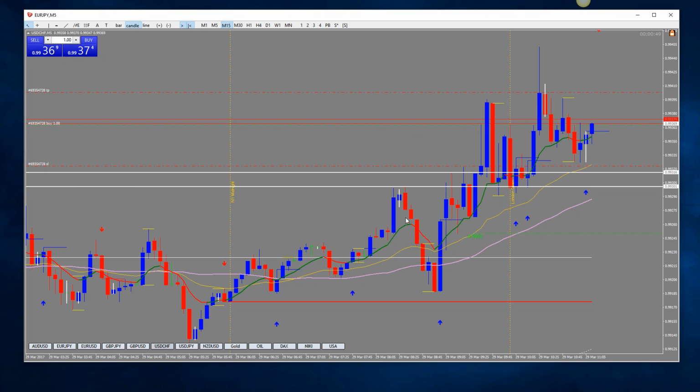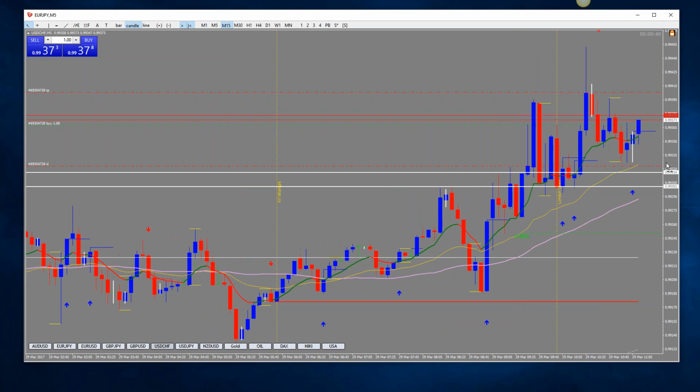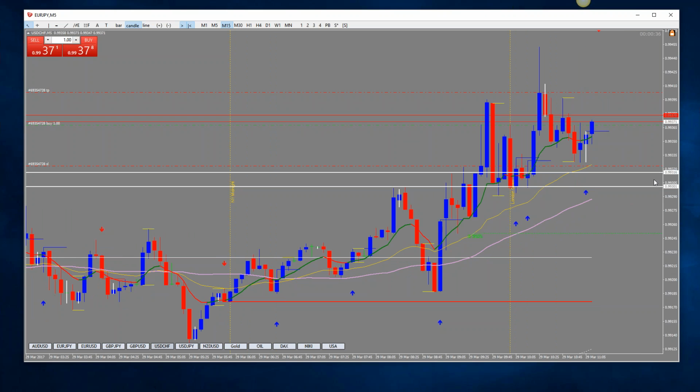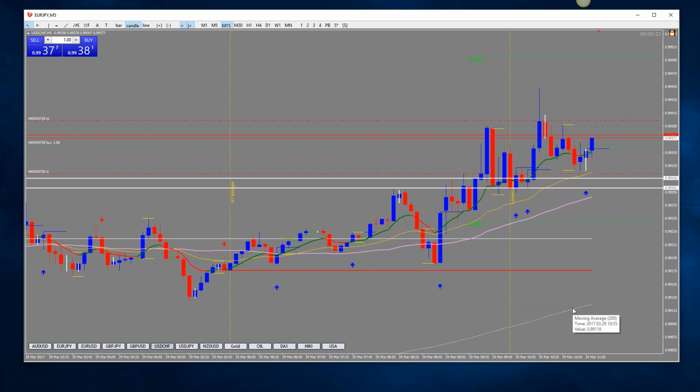So for those that are just getting here now, I'll go over my setups again really quickly. I'm a trend trader, an MA trader, looking for direction of trend. I use the 10, the 30, the 50, which is more recent, and the 200.